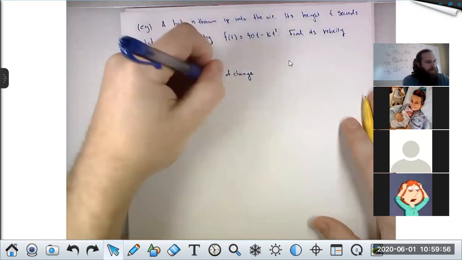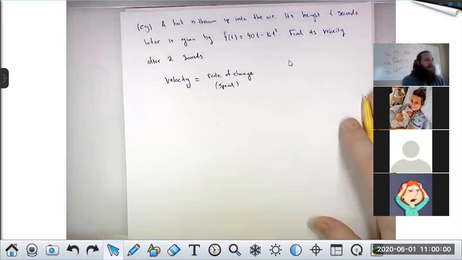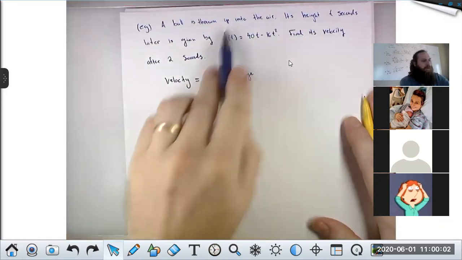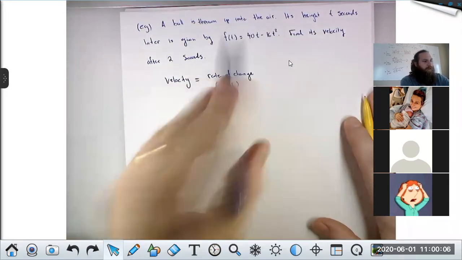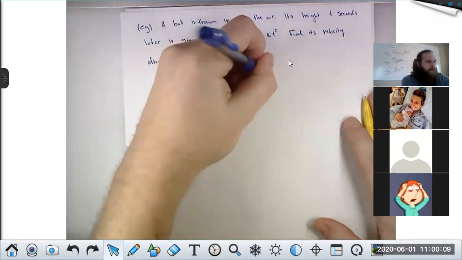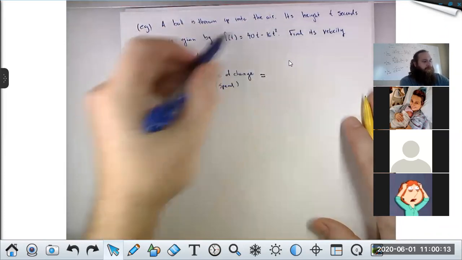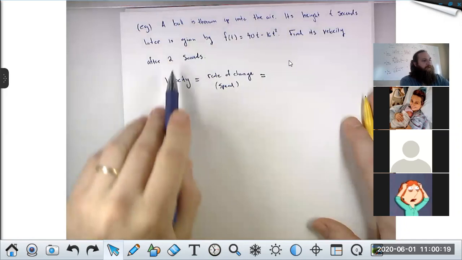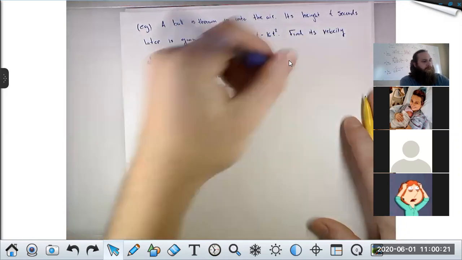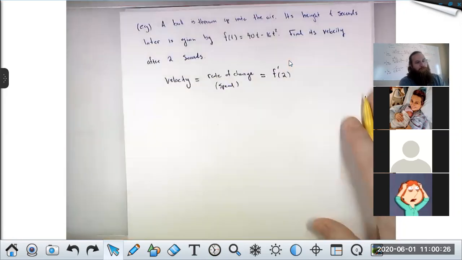Or a speed, essentially a speed. Since this function is measuring the height of the ball, then what we're really looking for is the rate of change of this function. How fast is the height changing over time? I want the velocity at 2 seconds. So what I'm really looking for here is f prime of 2.